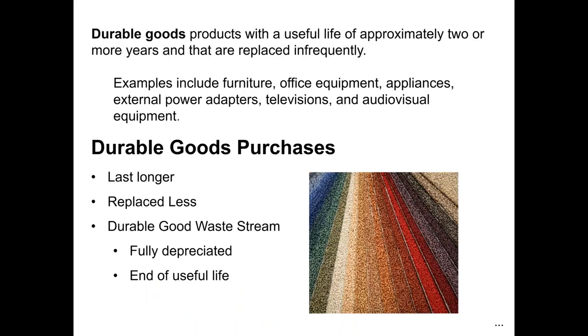A durable good. So this is in contrast to an ongoing consumable. A durable good is a product that has a longer life cycle. So it could be 2 years or more that you use that item. So that's going to be your furniture, that's your office equipment and appliances, TVs, things like that. Whereas your ongoing consumables are things you use on the day-to-day, low cost per item, think copy paper, office supplies, that type of thing. So your durable goods last longer, they're replaced less often, which makes sense. And for your durable good waste stream, you want it to be fully depreciated. You want to be able to take that good to the end of its useful life and then repurpose it if possible.